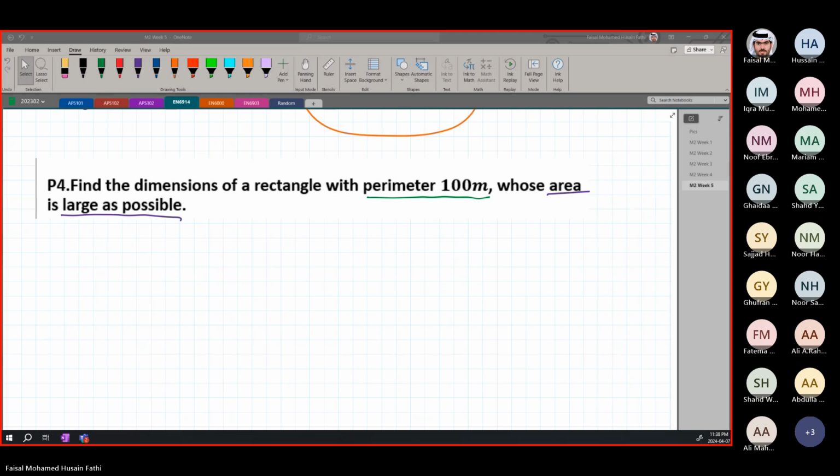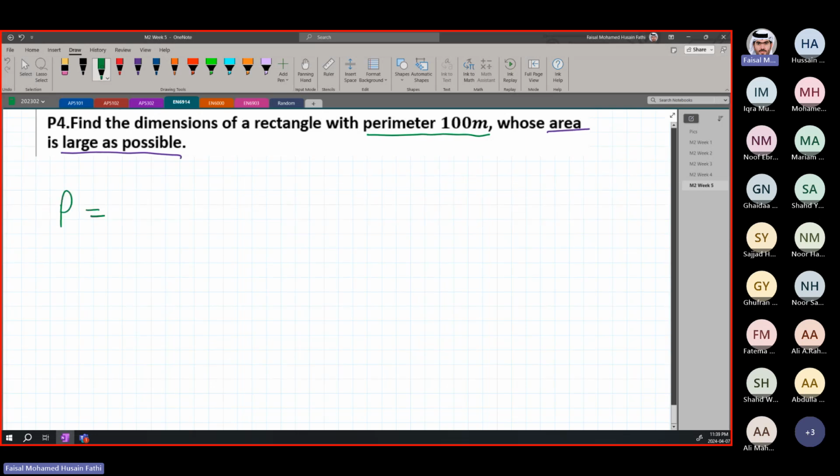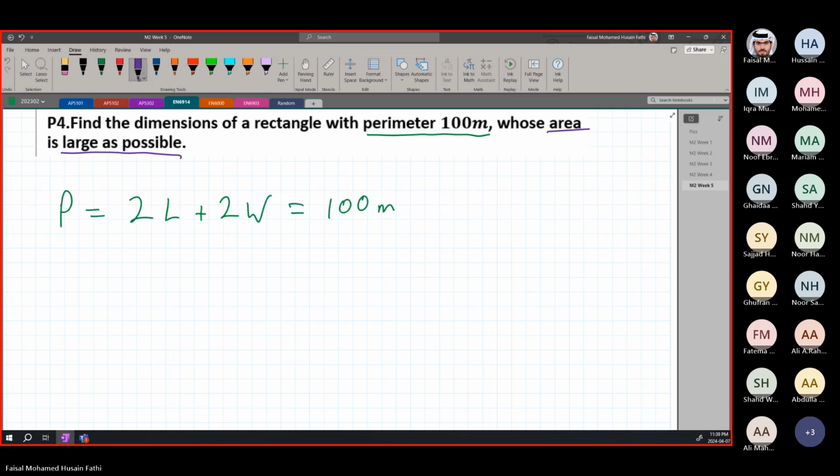Now, where was I? Yeah. Now, find the dimensions of a rectangle with a perimeter of 100 meters. What is the perimeter? Perimeter P is equal to 2 length plus 2 width, which is 100 meters. Then, area is equal to length times width, and we need to find the maximum here.